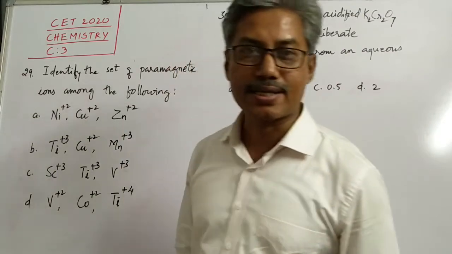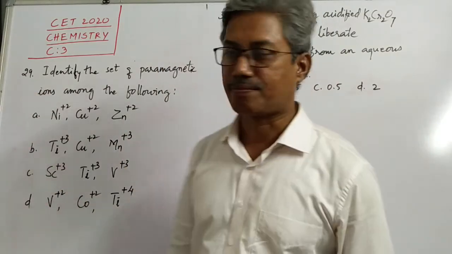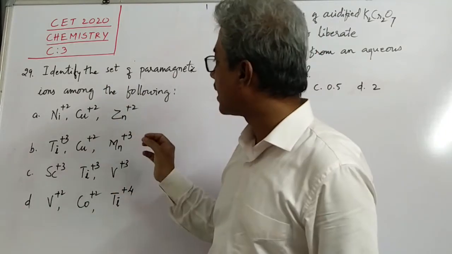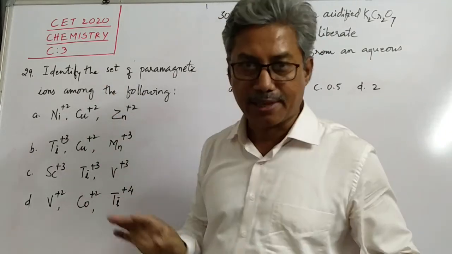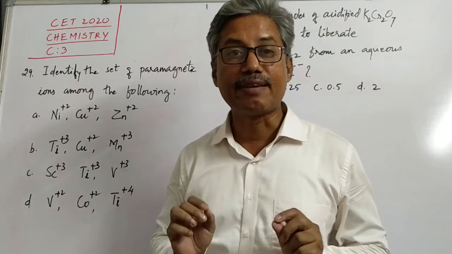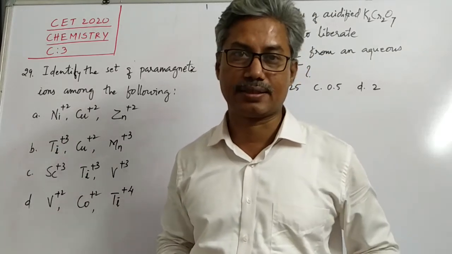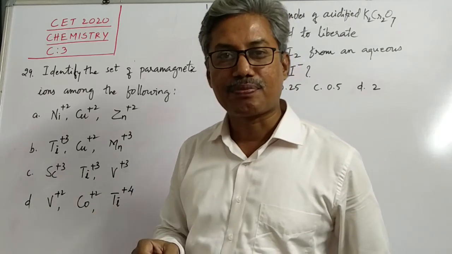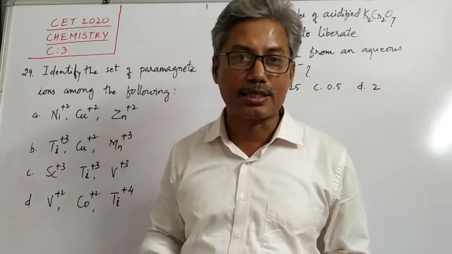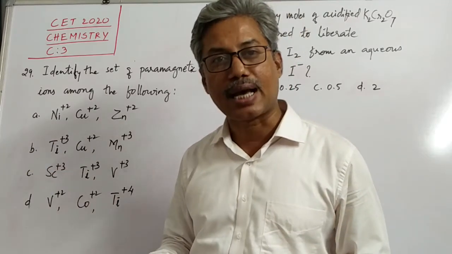Okay, students. Now let us take question number 29. It says, identify the set of paramagnetic ions among the following. It means that there are 4 sets, and we should find out in which set all the ions are paramagnetic. Okay, let us go by one simple technique. Let us identify one ion which is diamagnetic in nature from each set. We'll come to know the answer very quickly.